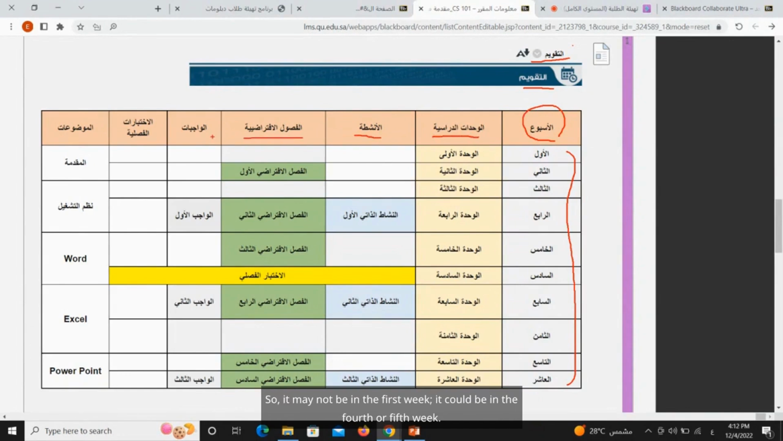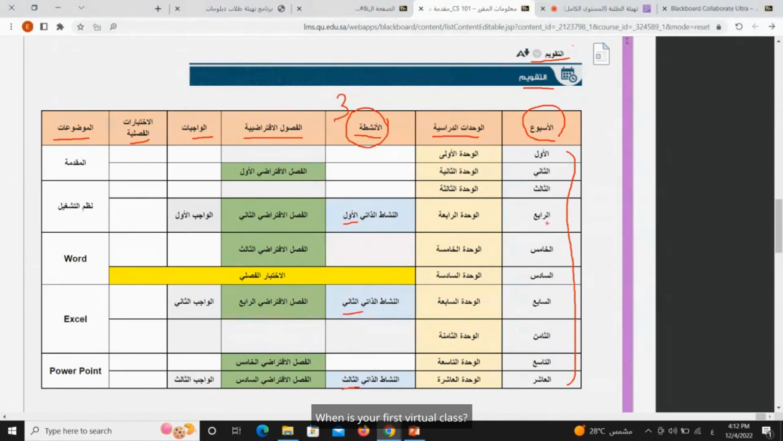So, it may not be in the first week, it could be in the 4th or 5th week. There are 3 assignments, plus virtual classes. Focus on this. There are 3 activities during the semester. The first activity might be in the 4th or 5th week, depending on the course calendar. It doesn't have to be in the first week. There are also 3 assignments. Additionally, there are virtual classes.